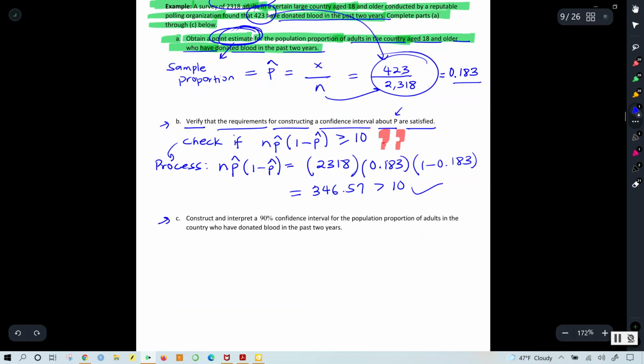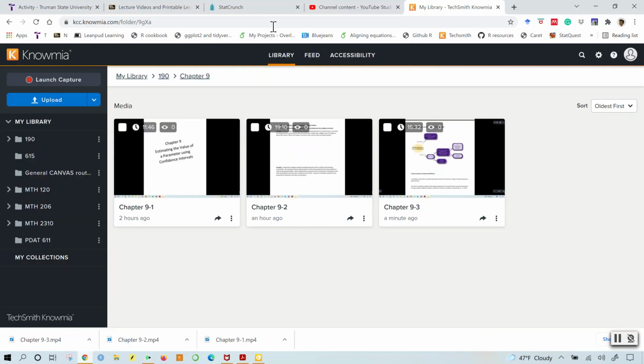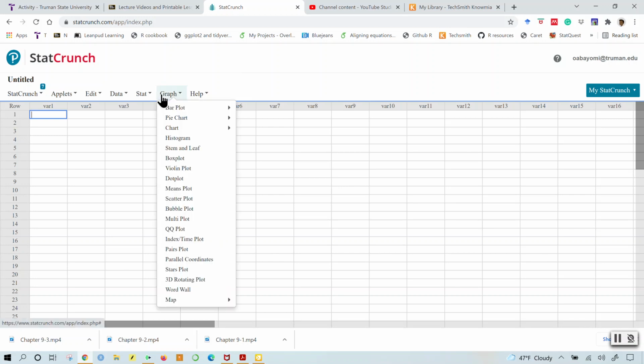And then for question C, we want to construct and interpret a 90% confidence interval for the population proportion of adults in the country who have donated blood in the past 2 years. Okay, how do we do that? We can use technology, and so I need to take my x and my n, which is 423 out of 2318, and the 90% confidence interval into StatCrunch. So let's go there.